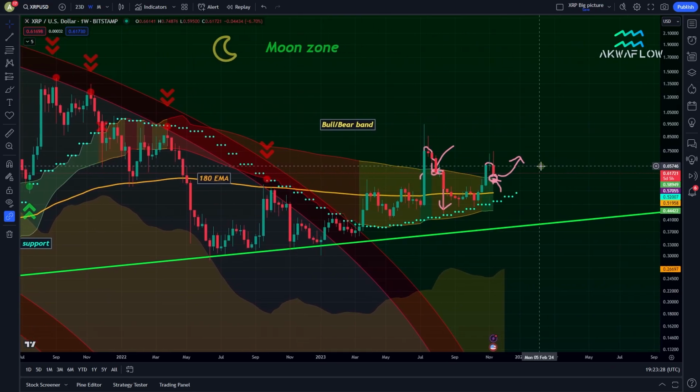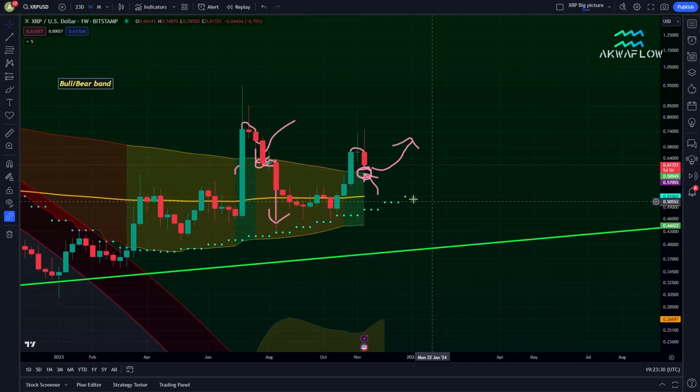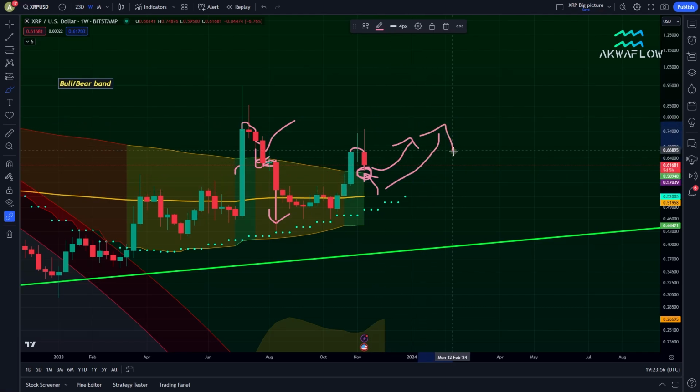So this is what I expect from XRP. I want to hold this area as a support before going up. I remind you that the bull bear band is going up as I speak. So this is a really good sign that this will push us to the upside.